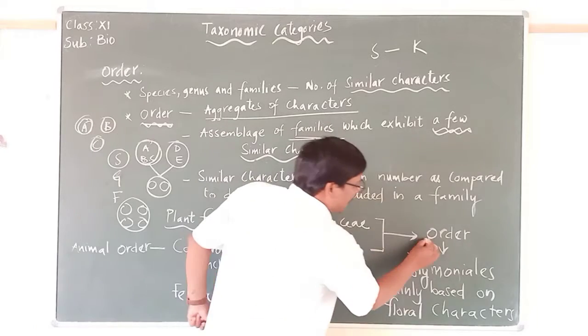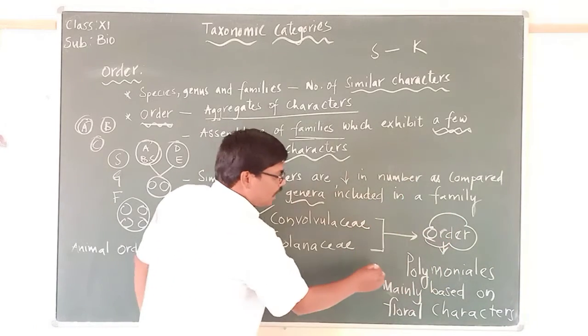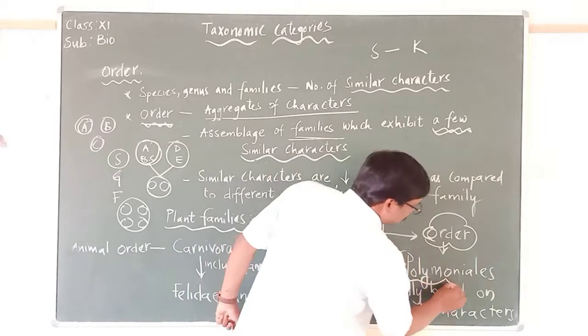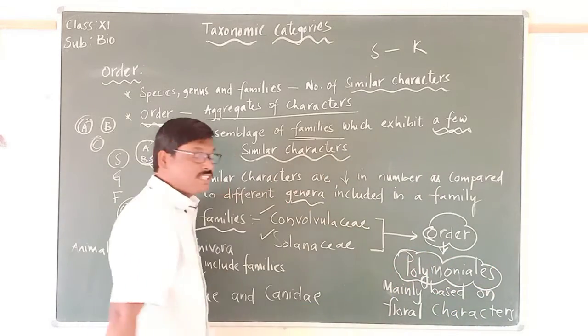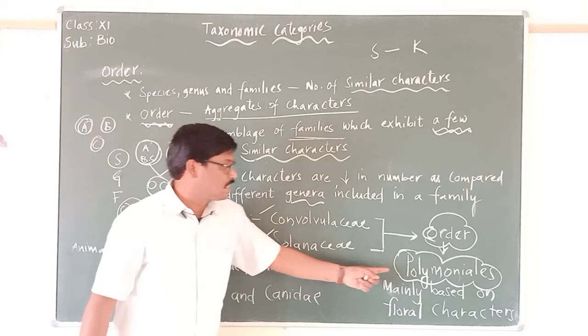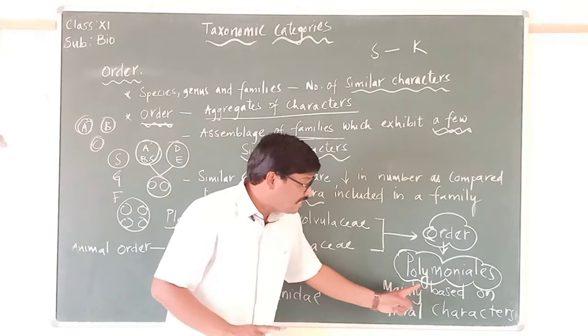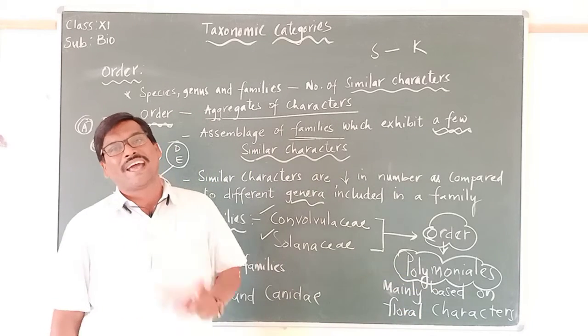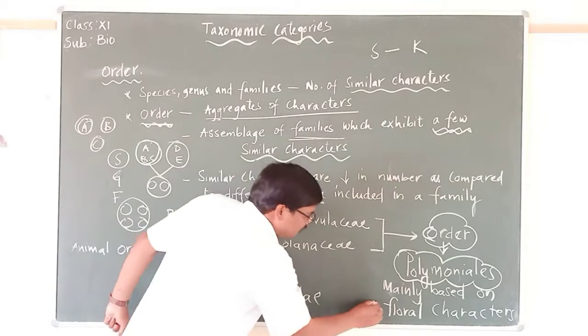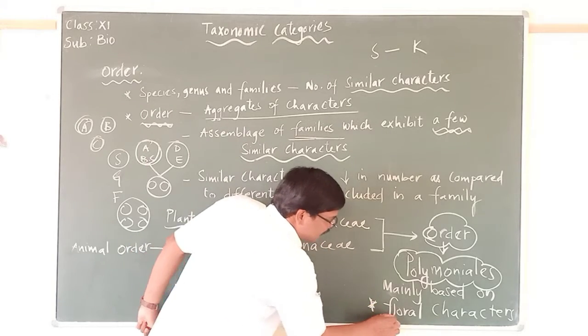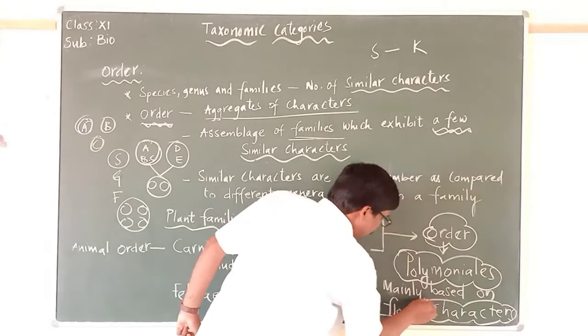That's why they are placed in an order called as what? Polynomials. Okay, they are placed in an order called as polynomials. Please remember this. And this is mainly based on floral characters. Very important point you have to keep in mind.